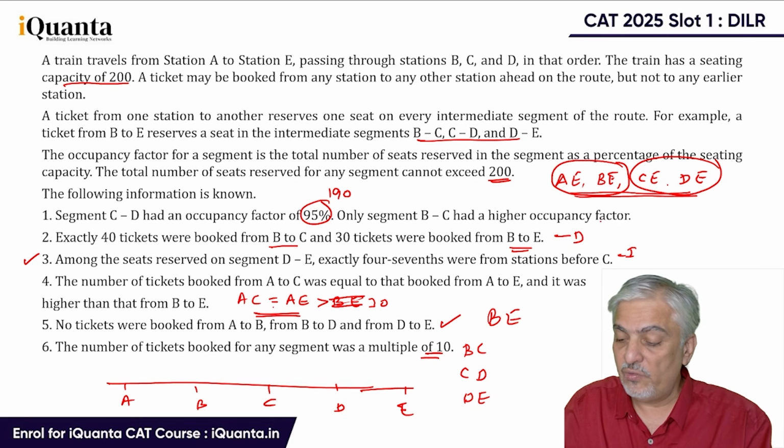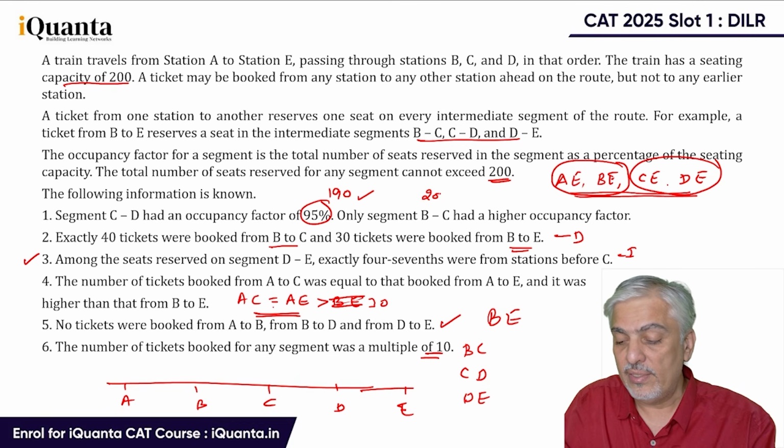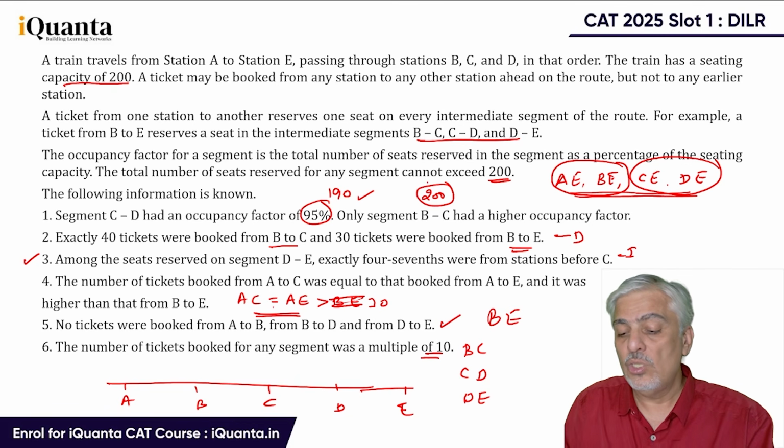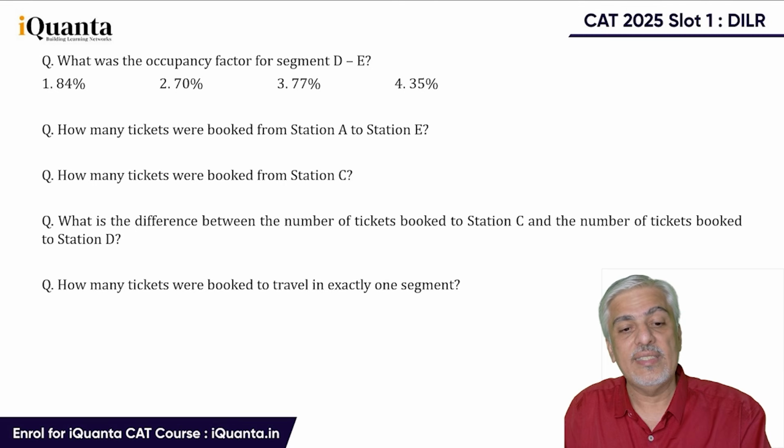In fact, the first one where they had said 190 tickets were booked over here and BC was higher than that. So BC can be only 200, no other number. So a lot of direct statements were there. Once you understood how the ticket booking happened, I thought then you could have done this set.